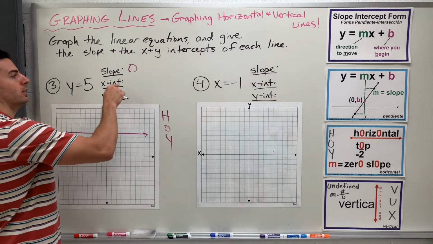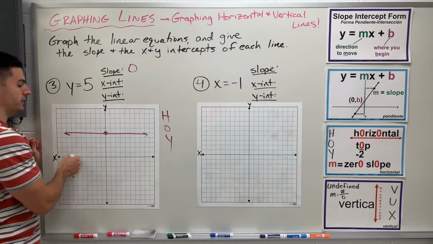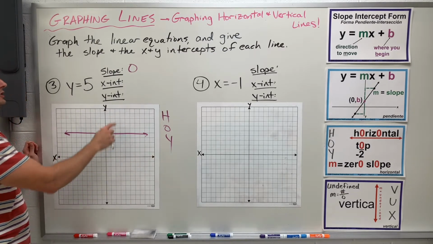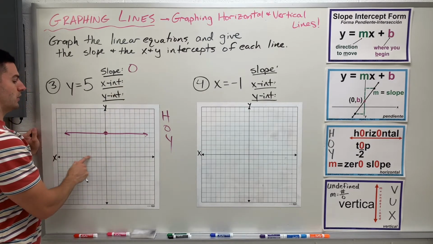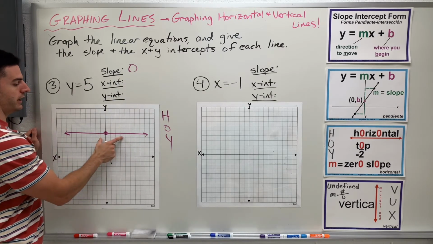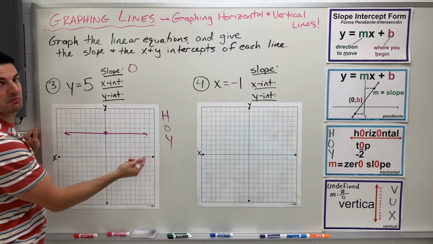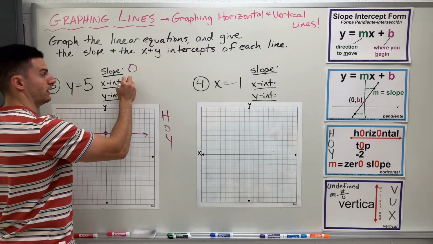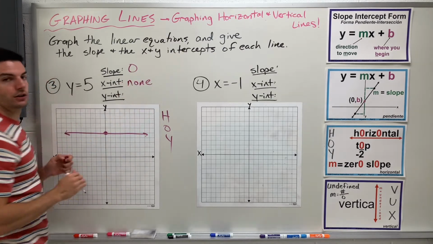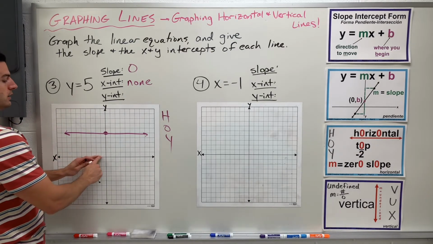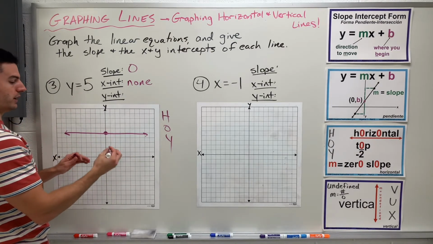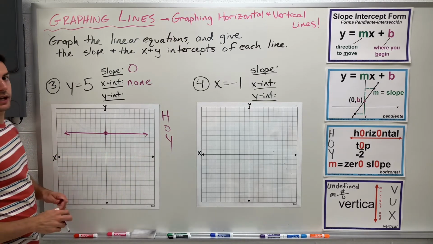Again, what do those mean? X-intercept is where this line is touching the x-axis, and y-intercept would be where this line is touching the y-axis. X-intercepts. Okay, so I'm thinking, where does this line touch the x-axis? And it doesn't, right? It never touches it. So I would say none. There are no x-intercepts for this line. There are no places where this purple line, or maroon, or whatever color this is, touches the x-axis.